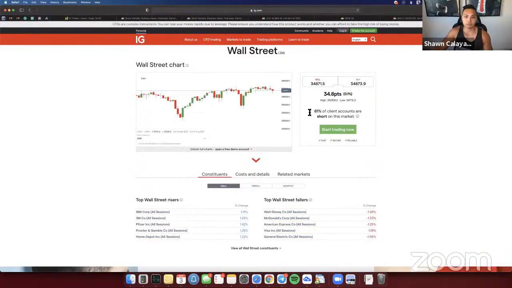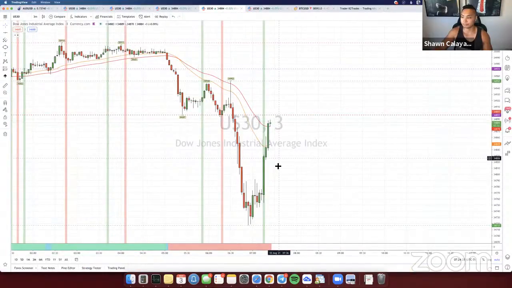Market sentiment right here is still showing that 61% of people are short. It's not really one-sided. It's kind of just right down the middle.